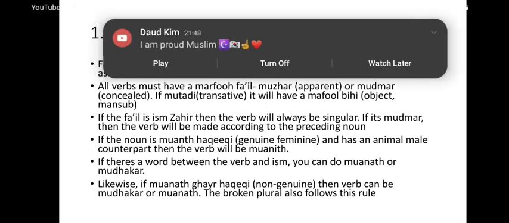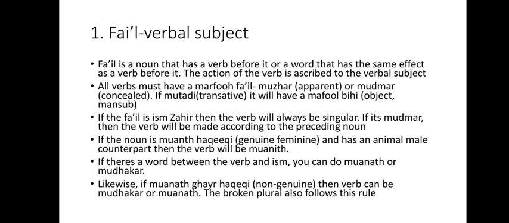So just to note, if the fa'il is ism zahir, then the verb will always be singular. This means that when the noun is apparent and clear after the verb, like dhahaba zaydun, the verb itself will always be singular. So if I said dhahaba rajulun, it's one man. Rajul means one man, a man, any man. So a man went. Dhahaba means to go. If it was two men, I would still say dhahaba rajulani. Rajulani is dual, but dhahaba will remain singular because the fa'il is zahir, is apparent.